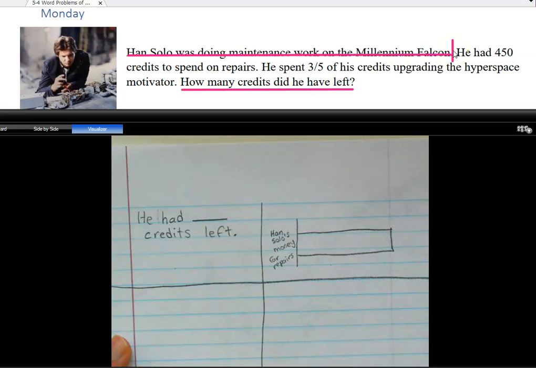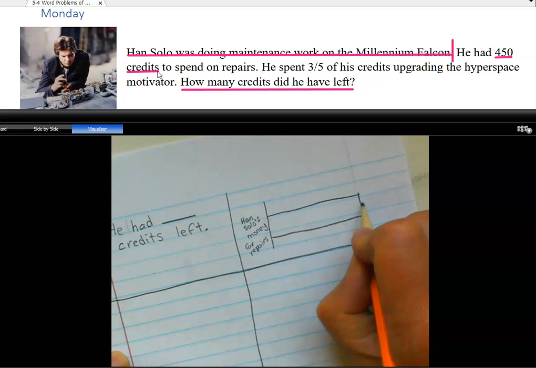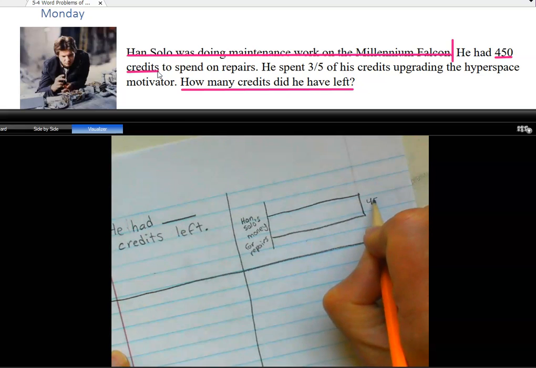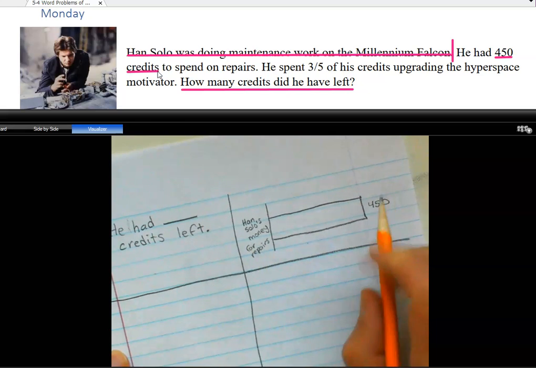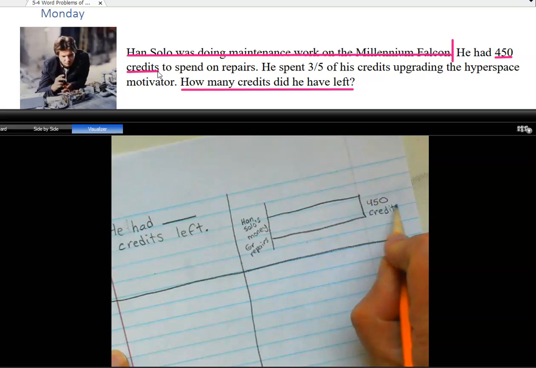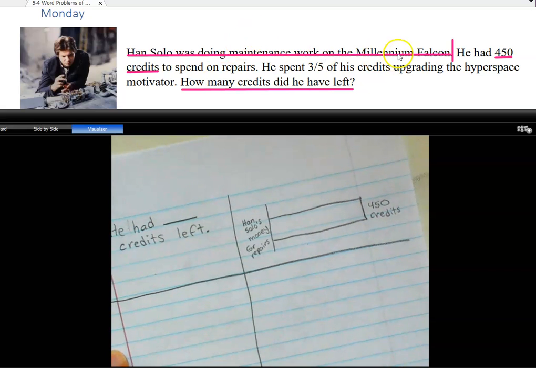He had 450 credits to spend on repairs. Now the number 450 is the number of credits, and it looks like that's all the credits he had. So I'm going to put it right here, 450, at the very end of the unit bar to show that the whole unit bar has 450 credits. I'll cross it out since I'm done with it.